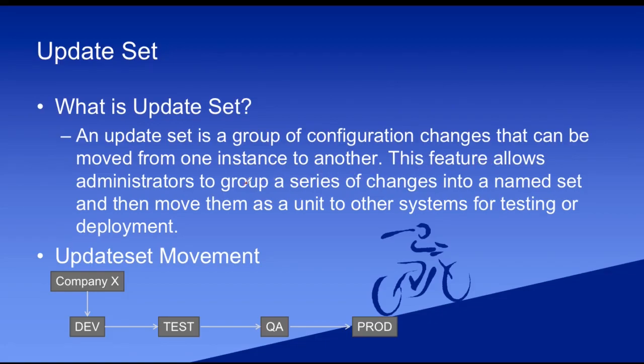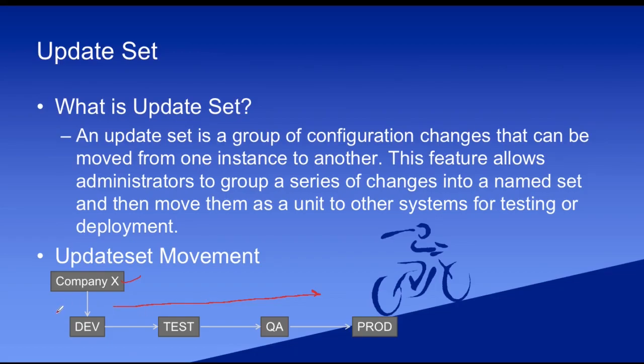These features allow an administrator to group a series of changes into a named set and then move that unit to other systems for testing and deployment. Let's understand that. Let's say that you belong to a company called X. These are the environments you have: dev, test, QA, production. These are the environments you have in an organization.